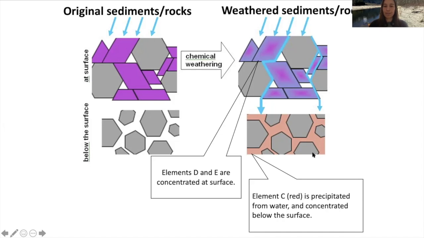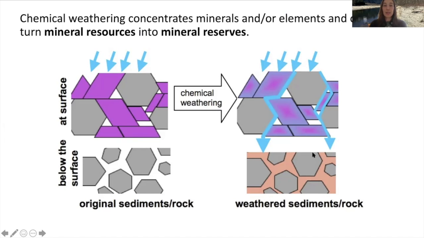In some cases, this process can result in transforming mineral resources into mineral reserves by concentrating the element of interest into another rock. This is how bauxite forms. Bauxite is the result of chemical weathering above where the bauxite deposits occur.